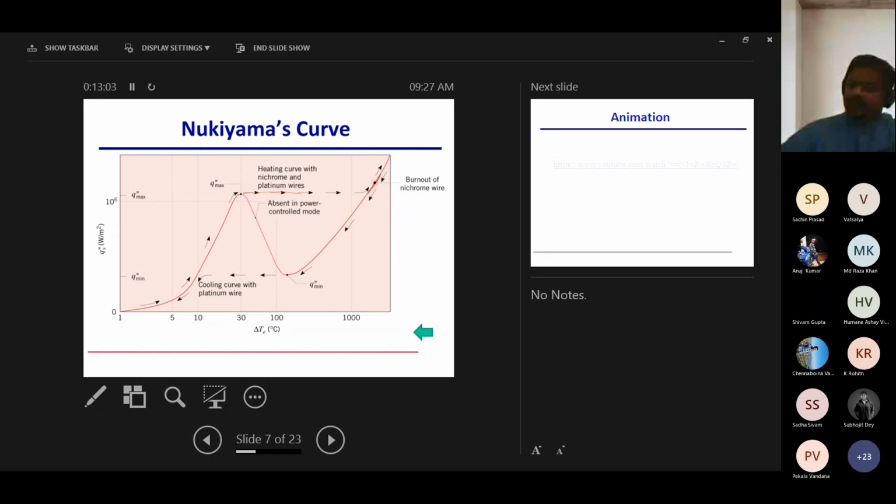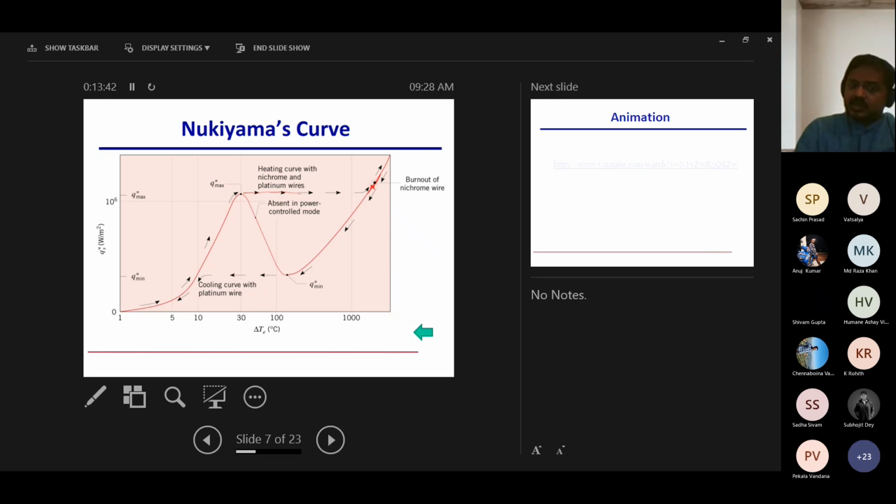Okay. So then what Nukiyama did was he said, okay, let me go very, very slow. So he very carefully controlled the power input, and was able to go up even beyond this temperature because nichrome melts at around 1500 degrees or so, 1200 degrees or so. He restricted himself there and said, okay, as soon as I am somewhere over here before this burnout point, I will reverse the heat flux. I will start reducing the voltage. Can I trace the path back?